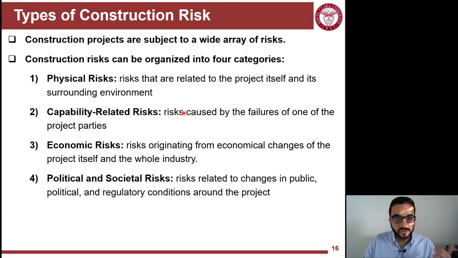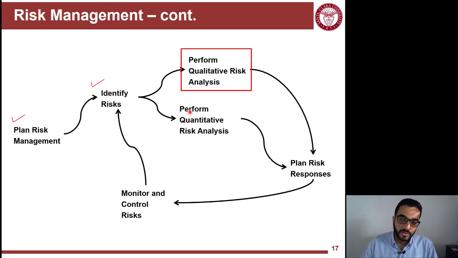So the risk can be physical risks related to the physical site and the building or the facility. Capability related risks, so risk related to the failure of the different parties or players of the project. Economic risks, it comes from the project itself or the economy around the project. And political and societal risks, so things related to the political system or the society around the project. So we'll do that in class.